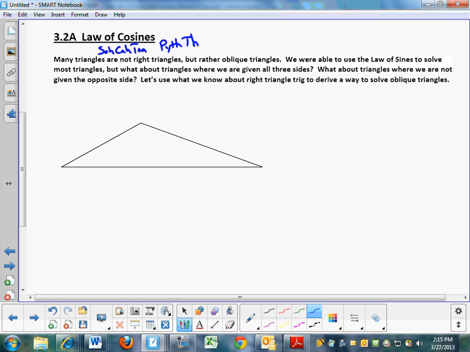So, what if you don't have a right triangle, though? We use the law of sines. Straightforward, right? And you guys saw from your sheet that you can have one solution, you can have two solutions, you can have no solutions, and that's what you should have practiced.